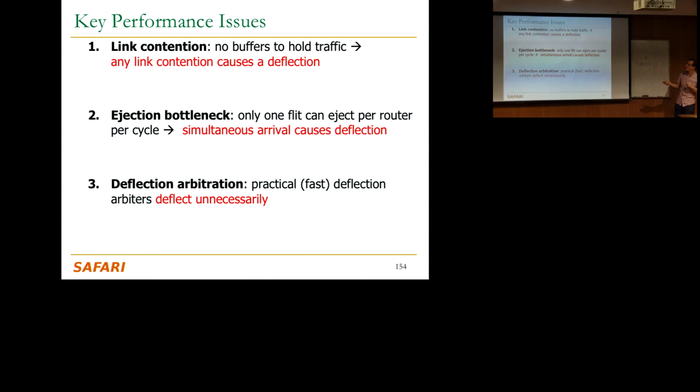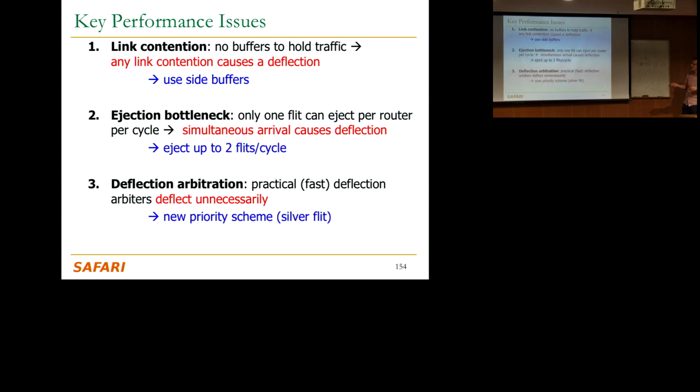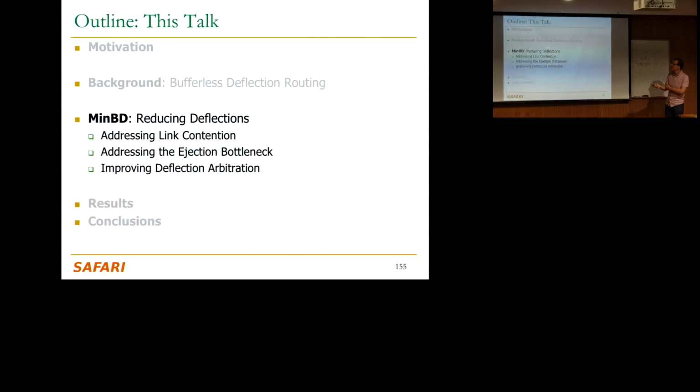Basically, these are the solutions. Basically, we want to use side buffers. We want to eject up to 2 flits per cycle. And we want to have a new priority scheme to handle these 3 different things. And I think you can do other things also. This is just to give you ideas.